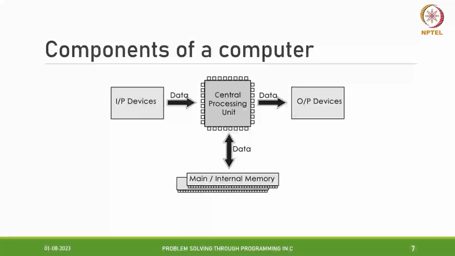So again, a bit of theory. These are the principal components of a computer. You have some input devices. You can say there is a mouse, there is a keyboard and so on, through which you can give data to the computer. Then that data goes to the central processing unit, which consists of the ALU and the CU. This is the arithmetic and logic unit and the control unit.